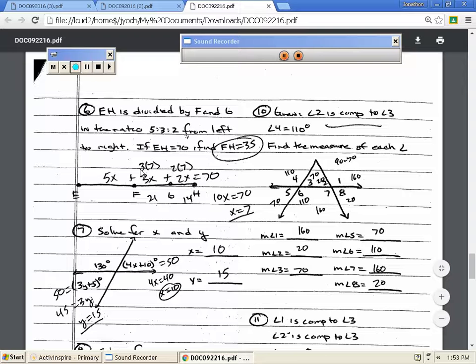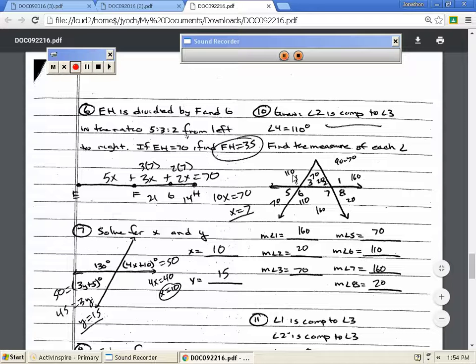A ratio means you have 5x, 3x, 2x equals 70. 10x is 70. X is 7. So if I want FH again and plug 7 in there and there, it's 21. 14, it's 35. So hopefully number 10 is 4 easy points.